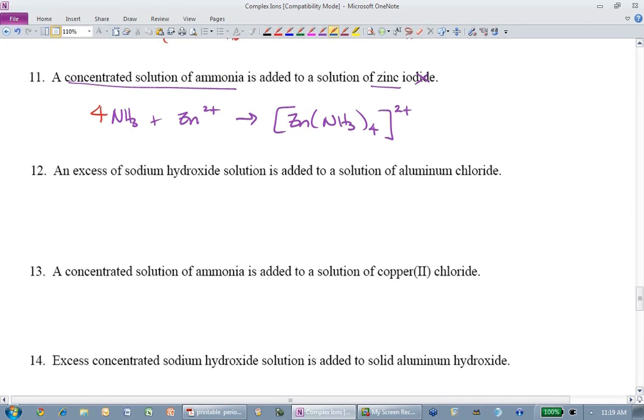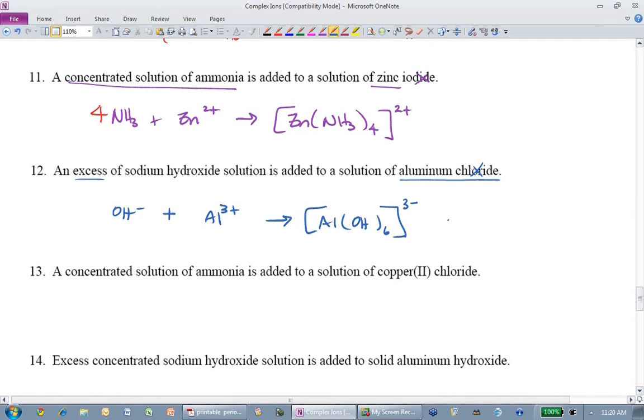Now what? Excess of sodium hydroxide. Okay, so I'm thinking complex added to a solution of aluminum chloride. Chloride is going to be my spectator, so I simply have OH minus plus Al3 plus. It doesn't get any easier than this, folks. Open, put in aluminum. 3 twice is 6. Put in your OH minus. 6 minuses and a 3 plus is a 3 minus.